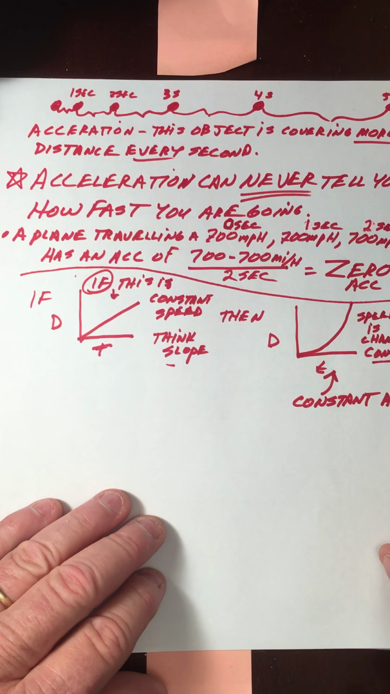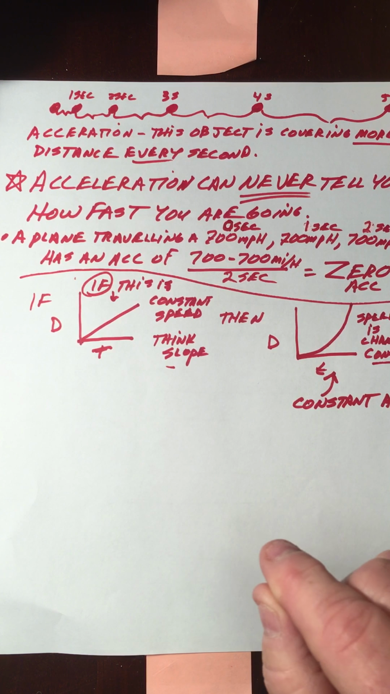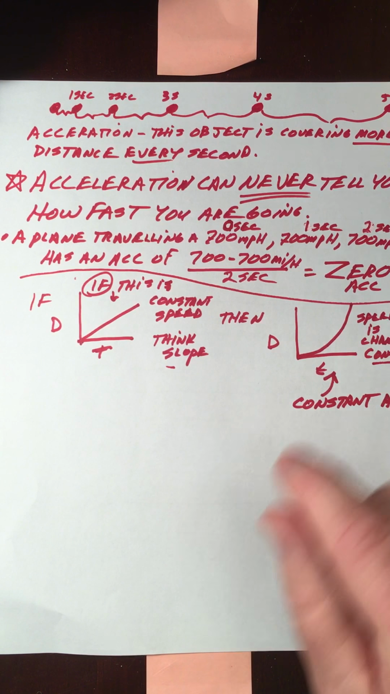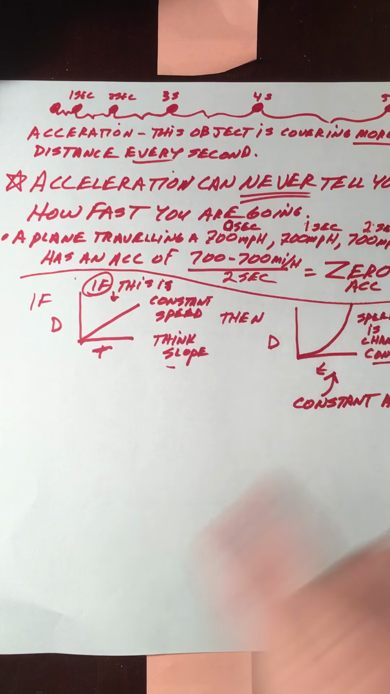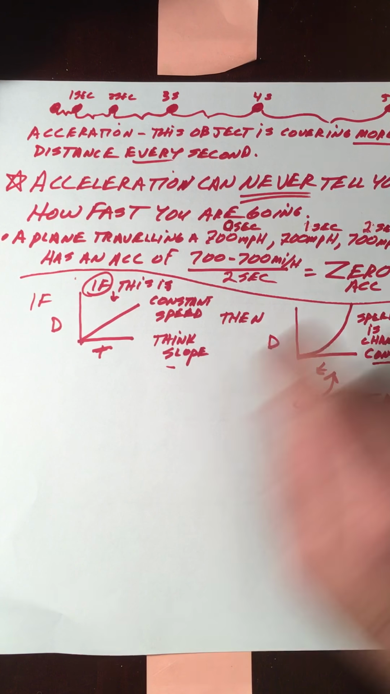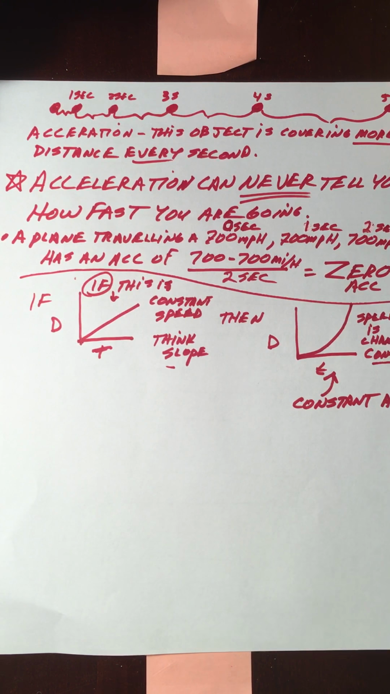Now, acceleration can never tell you how fast you're going. For example, here's a plane traveling at 700 miles per hour, and the next second 700 miles per hour, and the next second 700 miles per hour. What's the acceleration? Put it in the equation, 0. Now, the object could have been going at 1,000,000 miles per hour and had 0 acceleration. Acceleration can never tell you how fast you're going.